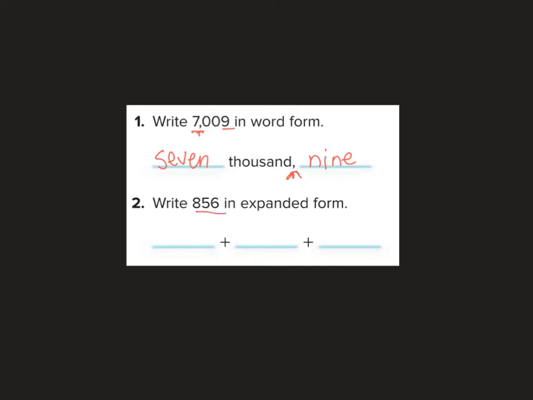Okay, write 856 in expanded form. So I would write 856. I write each value out.